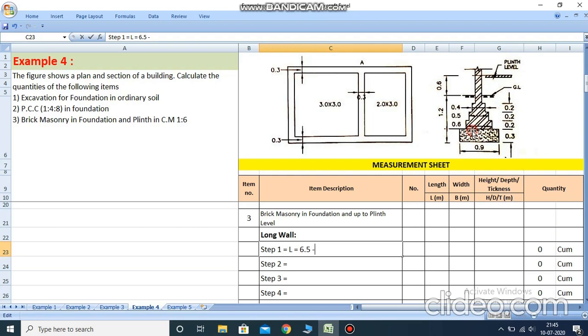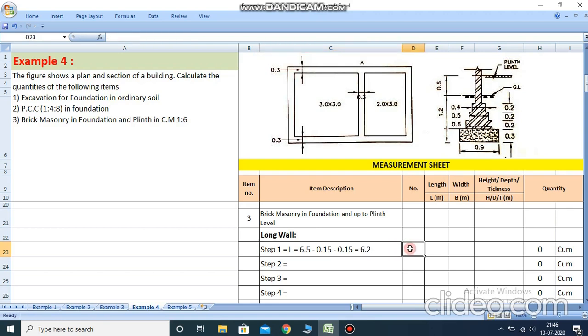Clear? So we directly write 0.3 for the difference. So for the left side part 0.15 and for the right side part 0.15. So we minus the 0.15 for both sides, or we directly minus the difference of the 0.9 and 0.6 from the 6.5 meter length. So we got the value: 6.5 minus 0.15 minus 0.15 is 6.2.